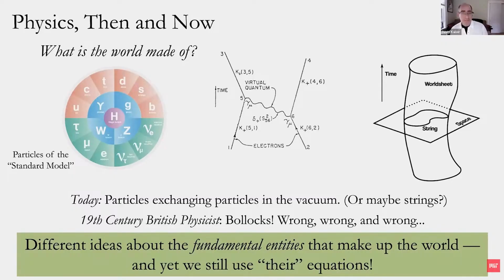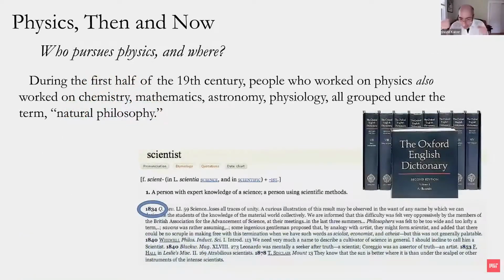There's another kind of shift that we want to get our heads into, attune ourselves to as well, and that concerns who pursues the study of physics and in what kinds of settings, what institutions. So during the first half of the 19th century, when we'll start this class, people who worked on what we would call physics, electricity, magnetism, optics, other phenomena, heat, also worked on things that we would call not physics, like chemistry or mathematics or astronomy, physiology, even beyond that. For them, this was all one field of study. It was often grouped under the term natural philosophy rather than physics or chemistry or mathematics per se.